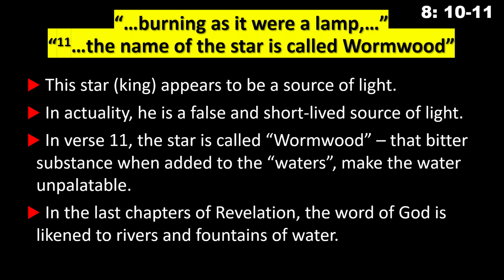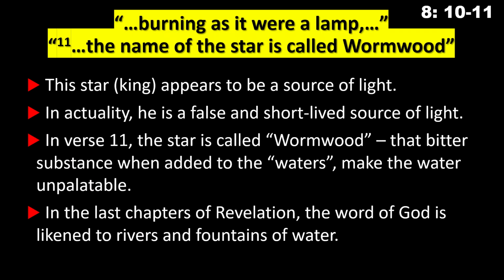These two statements, the star was burning as it were a lamp, and from verse 11, the name of the star is called Wormwood. What is their significance? This star or king appears to be a source of light. In actuality, he is a false and short-lived source of light. In verse 11, the star is called wormwood. That bitter substance, when added to water, makes the water bitter and unpalatable.